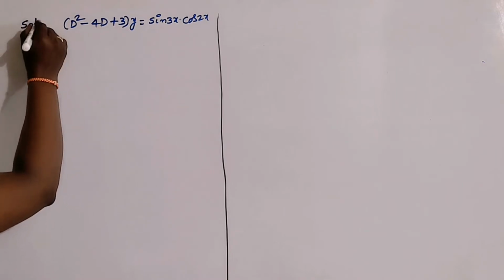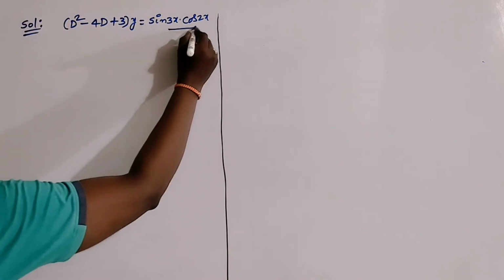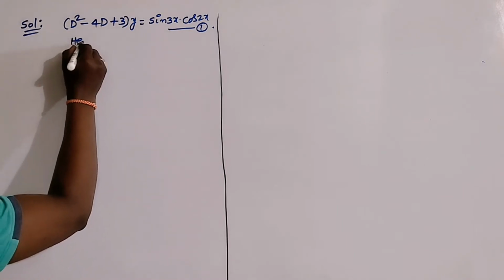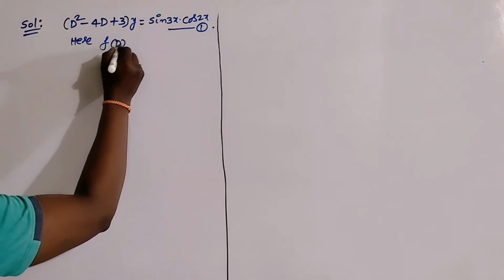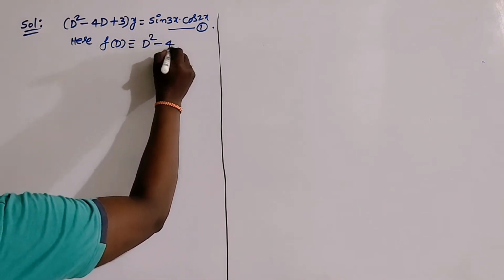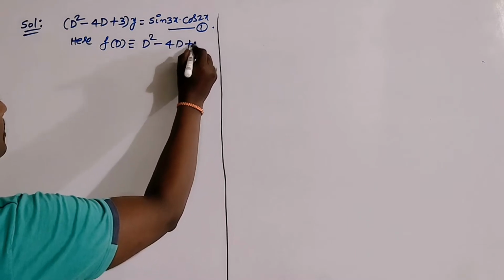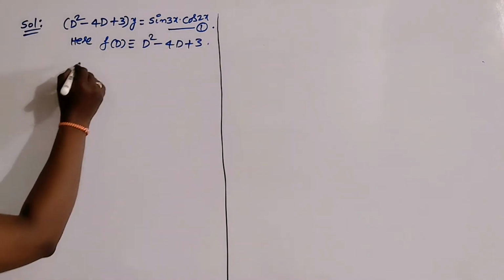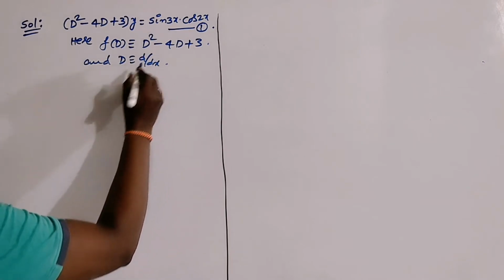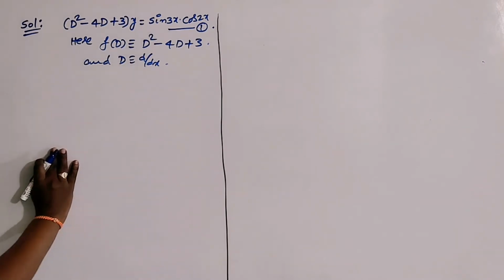So take the solution. Take it equation number 1. This is the given differential equation. Here you should write what is f of D, nothing but polynomial in terms of D, which is D squared minus 4D plus 3, and D is equal to differential operator, nothing but derivative with respect to x, don't forget it.